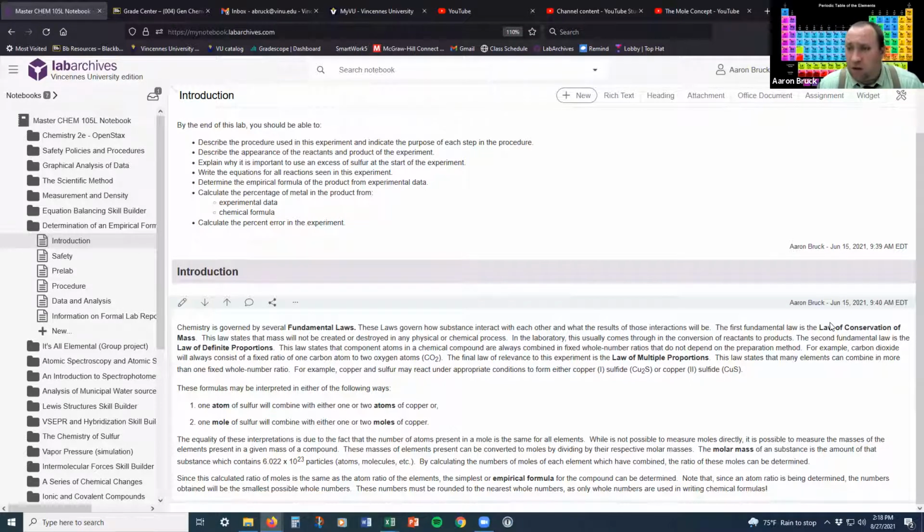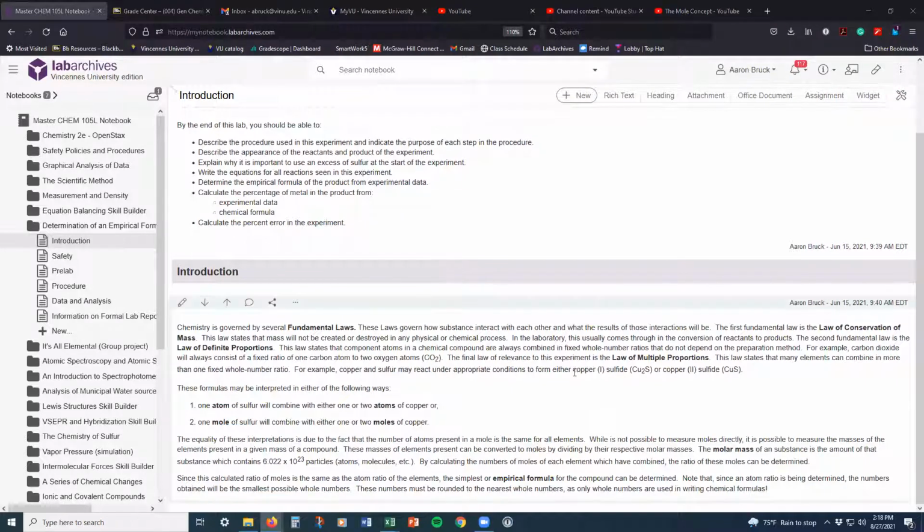But we also need to be aware of the law of multiple proportions, which says that if we play with the starting amounts too much, we can actually form different compounds as a result. We're going to test that in this particular lab by combining copper and sulfur together. In combining that copper and sulfur together, we are either going to get copper(I) sulfide, Cu2S, or copper(II) sulfide, CuS.